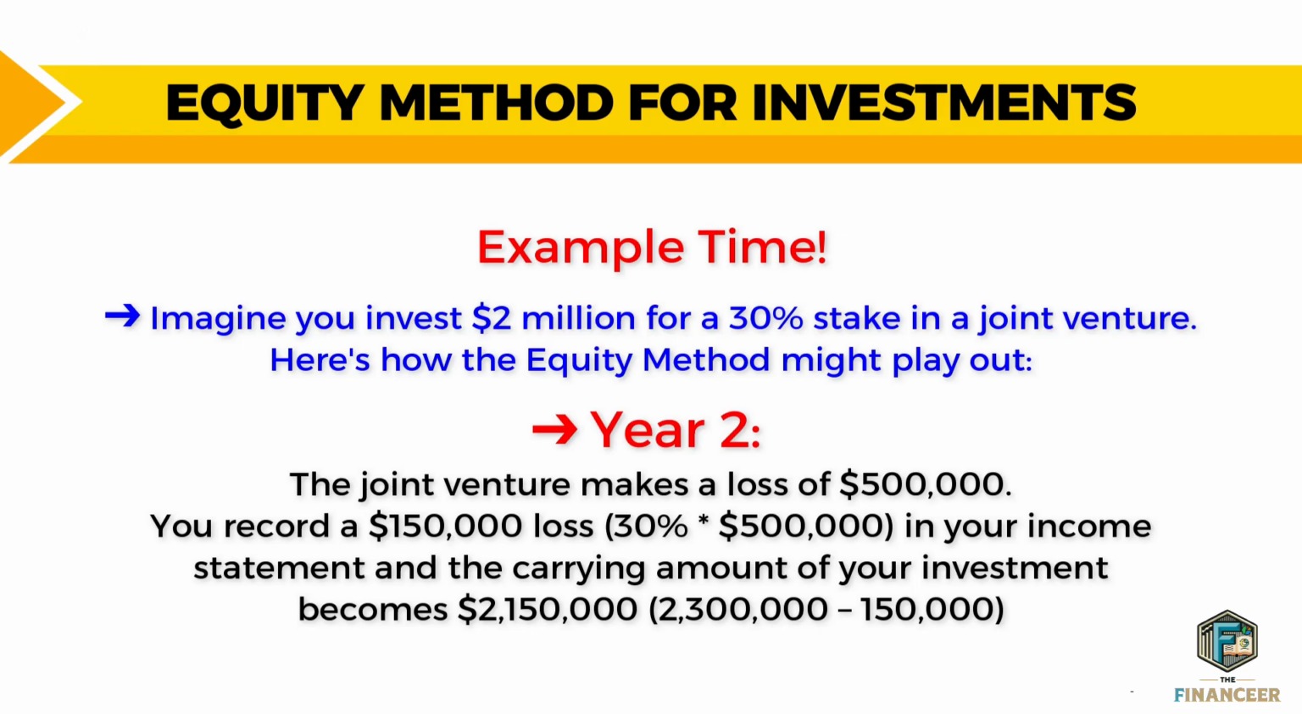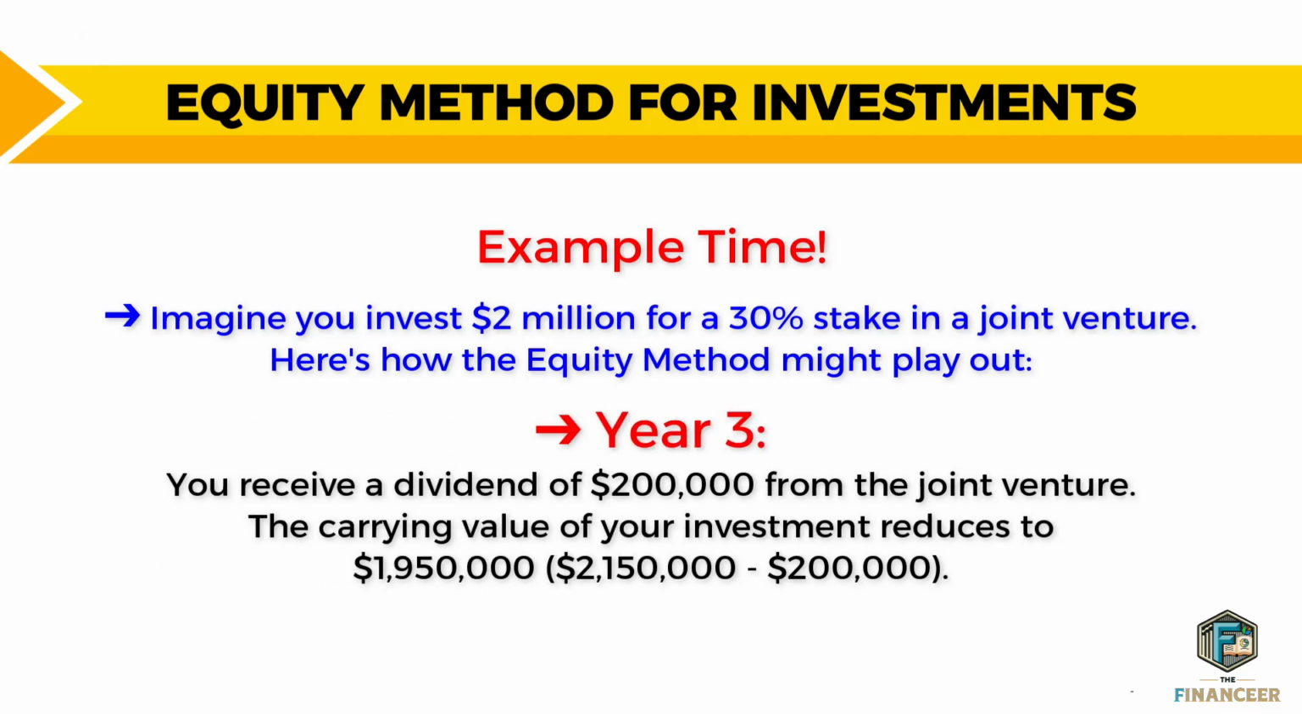Now, where are you going to report this loss? First things first, you are going to reduce the carrying value of these investments by 150,000. So previously, in the first year, it was 2.3 million. Right now it will be reduced by 150,000, so it equals $2,150,000. And don't forget to recognize your share of the loss in the statement of profit or loss as share of the profit or loss from investees or joint ventures.